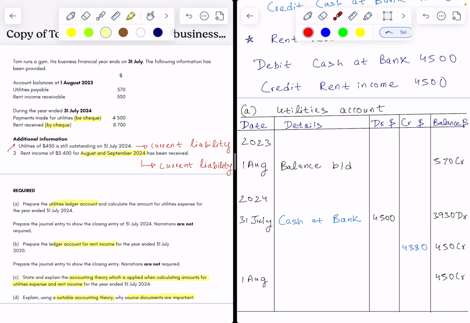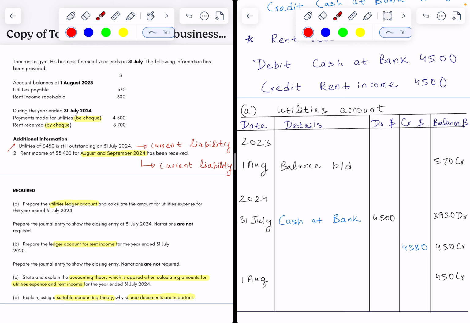And this also refers to the fact that we have got a present obligation at 31 July 2024 because our tenants have not utilized the space which we are renting out at 31 July 2024, and therefore this also falls within the definition of a current liability.